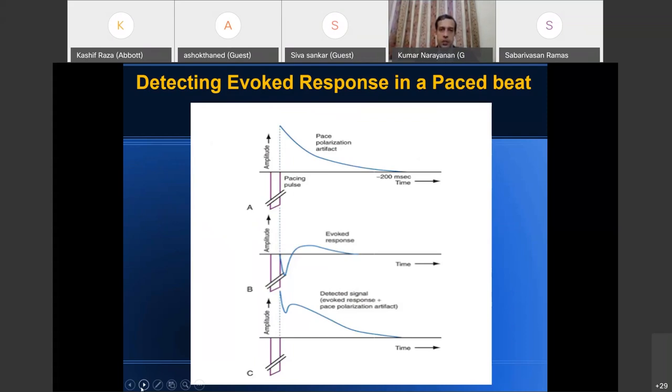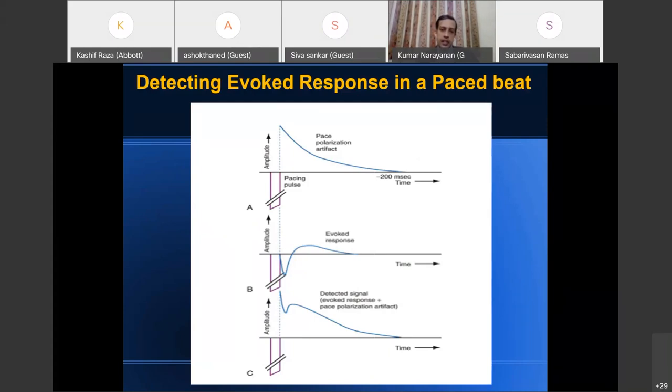So you have a large pacing spike which is then followed by the intrinsic capture, the depolarization which is happening in the myocardium. Therefore, if you look at this top panel here, that is your pace polarization artifact, the big electrical impulse which has been delivered by the pacemaker. Then you have the evoked response, which is the electrical signal from the myocardial depolarization. And finally, in the third panel, you can see the combined result which the pacemaker actually sees. You are seeing a combination of a pacing polarization plus the myocardial response, and that is the hybrid signal.